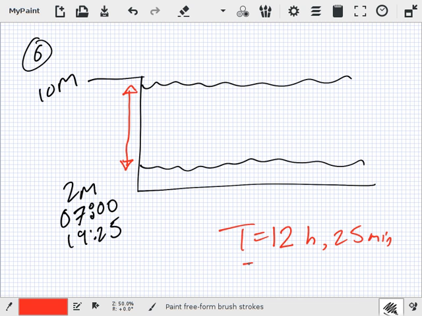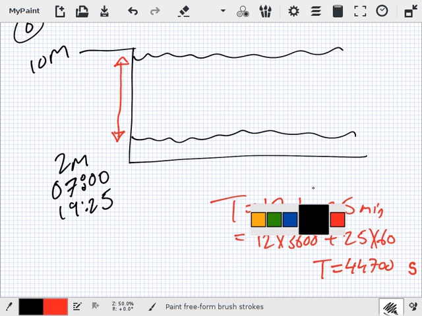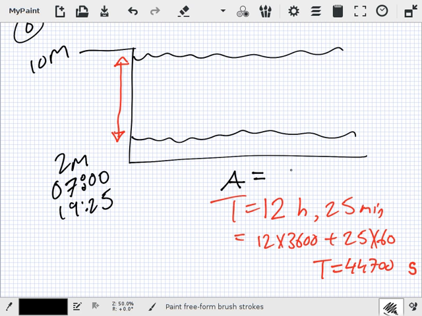We should convert that into seconds. So that's 12 times 3600 plus 25 times 60. What's that? 44,700. Okay. Now, just be careful here. It goes from 10 to 2 meters. What's the amplitude of this motion? Not 10 minus 2 is 8, but it's not quite 8. You have to do one extra thing to that. Yeah, divided by 2. It's 4 meters. So here, the amplitude is 4 meters.